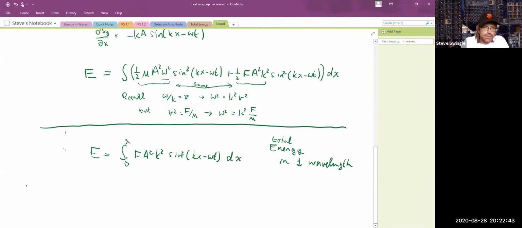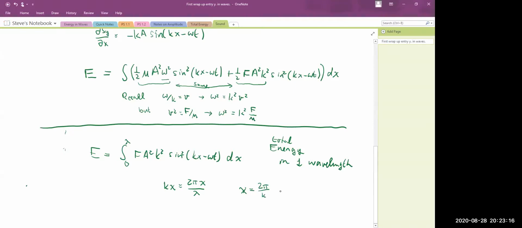Now, it might be strange because you think, well, what's lambda? Of course, lambda is related to k. I could say that kx is equal to 2 pi x over lambda, because k is 2 pi over lambda. And in that sense, you could see that when x is equal to lambda, then x is equal to 2 pi over k, right?